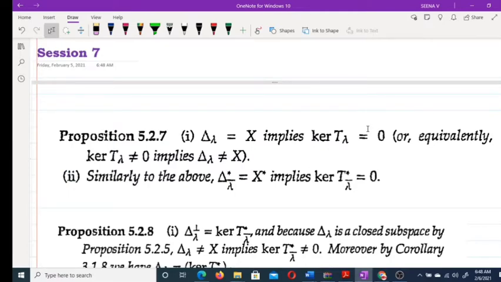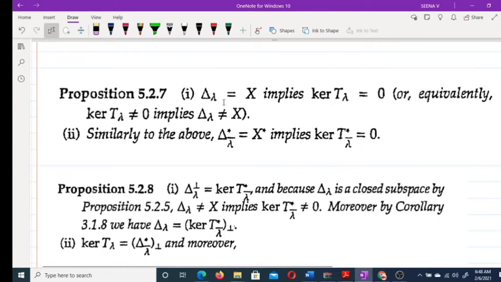Hi, good morning. Today we are going to start the next session of advanced functional analysis. Here also we are continuing our discussion on Fredholm theory of compact operators. Just to recall our propositions.